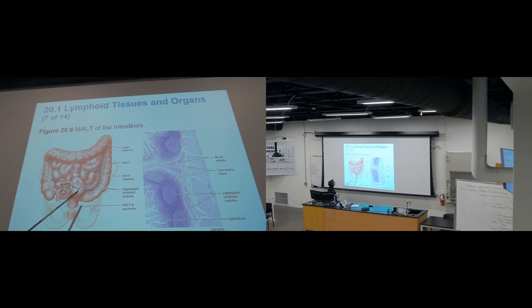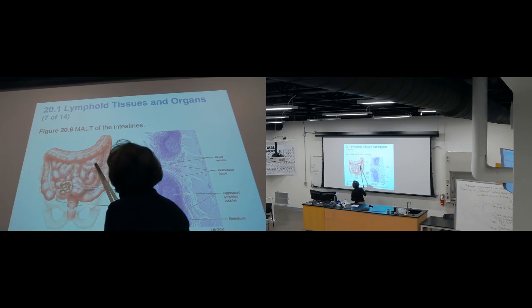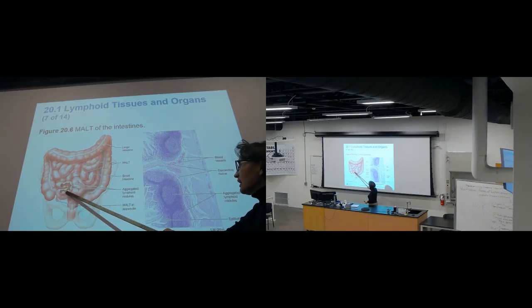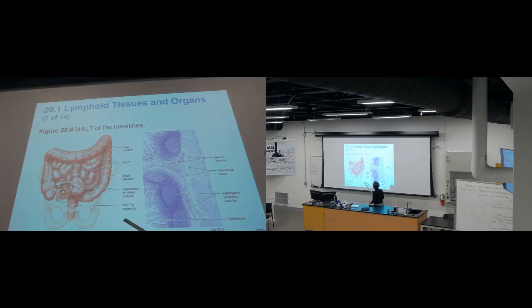So here is more MALT, mucosa-associated lymphoid tissue, in the large intestines. Here's the appendix. So this is a magnification of the small intestine showing you these lymph nodules and then the germinal centers. So basically this is a bunch of lymphocytes, B lymphocytes.